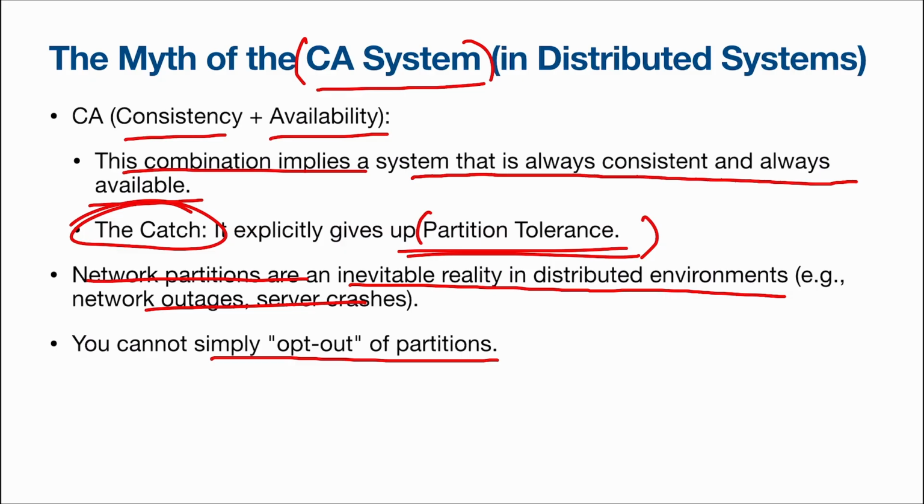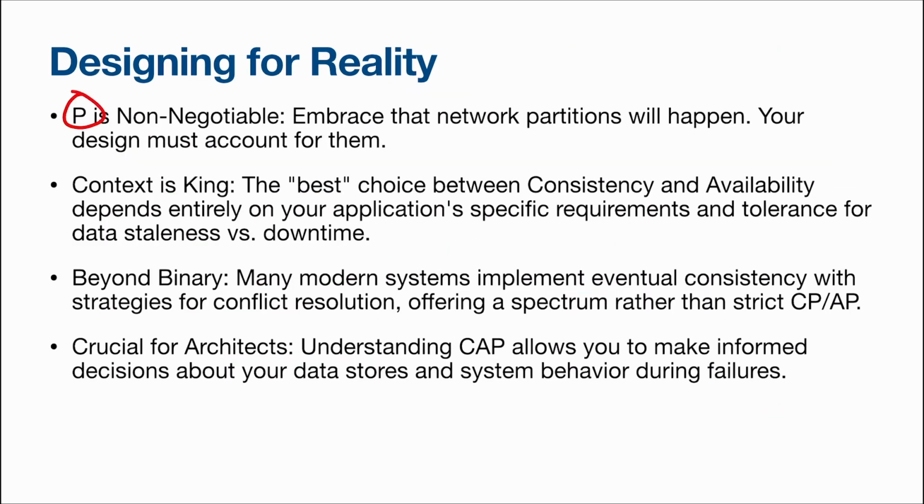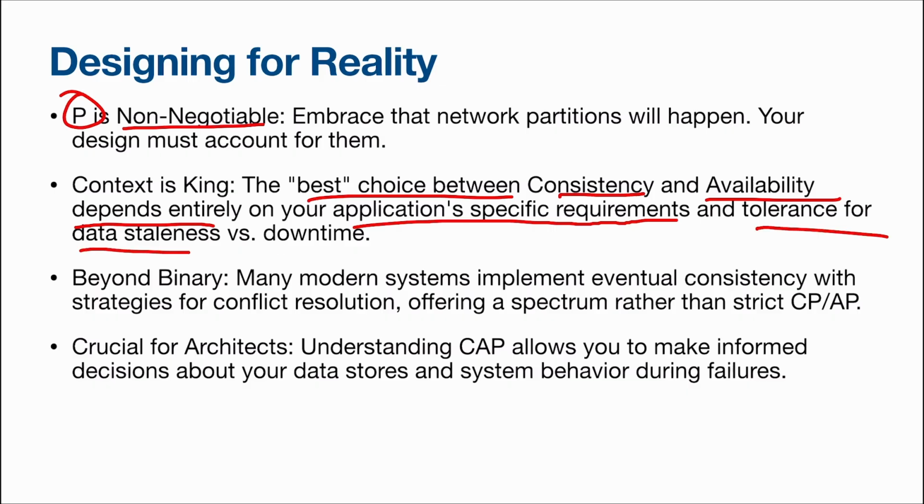Of course, if we have everything in a single machine, then all the processes interact with each other inside the system itself and not over the network. In that case, a CA system is possible, but that's not really a distributed system, right? So we always go for CP or AP systems in the real world. So the P, or partition tolerance, is non-negotiable for distributed systems in the modern world, and the best choice between consistency and availability depends entirely on application-specific requirements and tolerance for data staleness versus downtime.